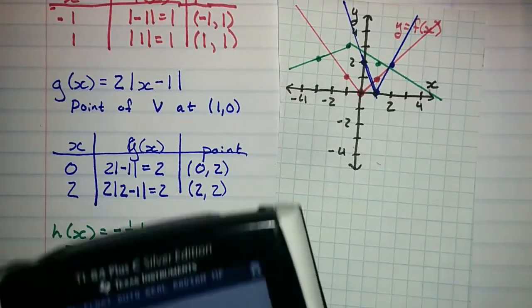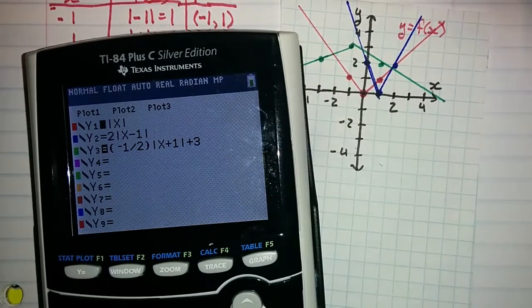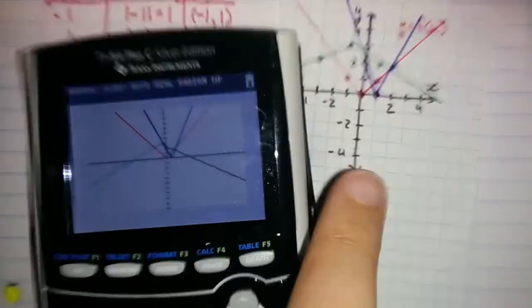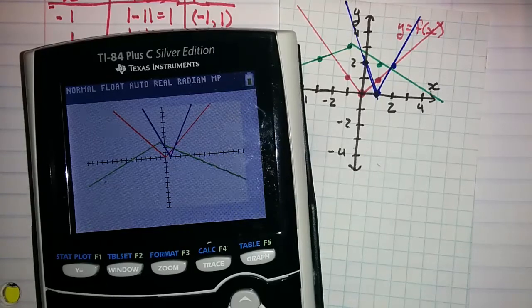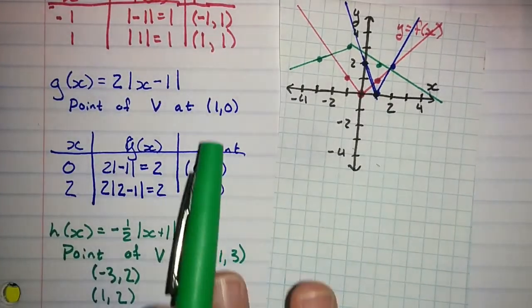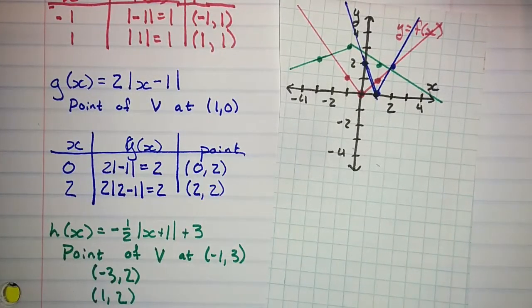Going back to my graphing calculator and turning all 3 graphs on again. This picture really does look just like this picture, doesn't it? So we haven't missed any important details. We really do just need to figure out where the V has its point and then find any 2 points, one on either side of the V. So in the next video, we're going to talk about how to figure out where the V has its point.